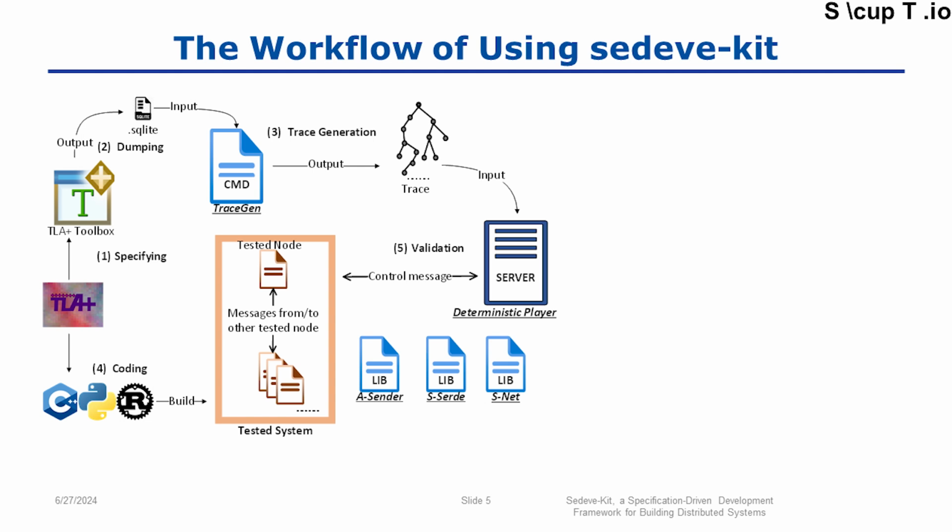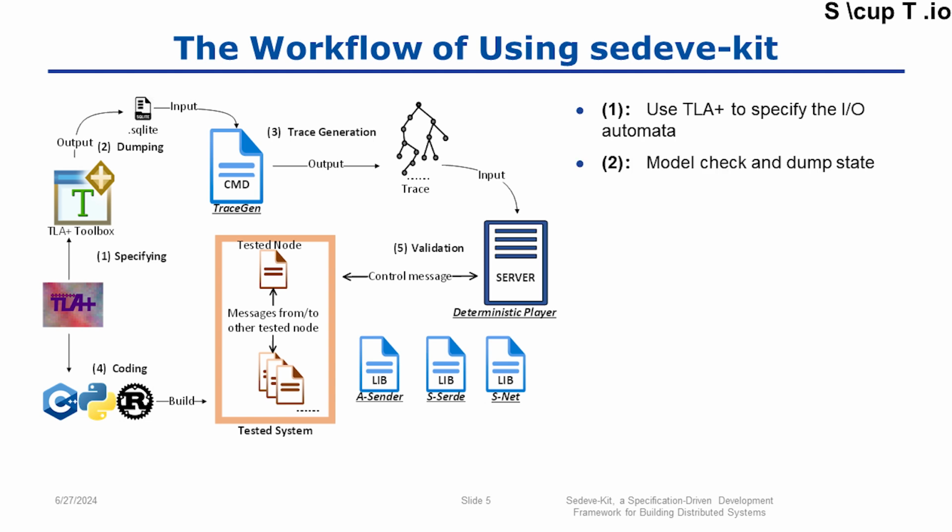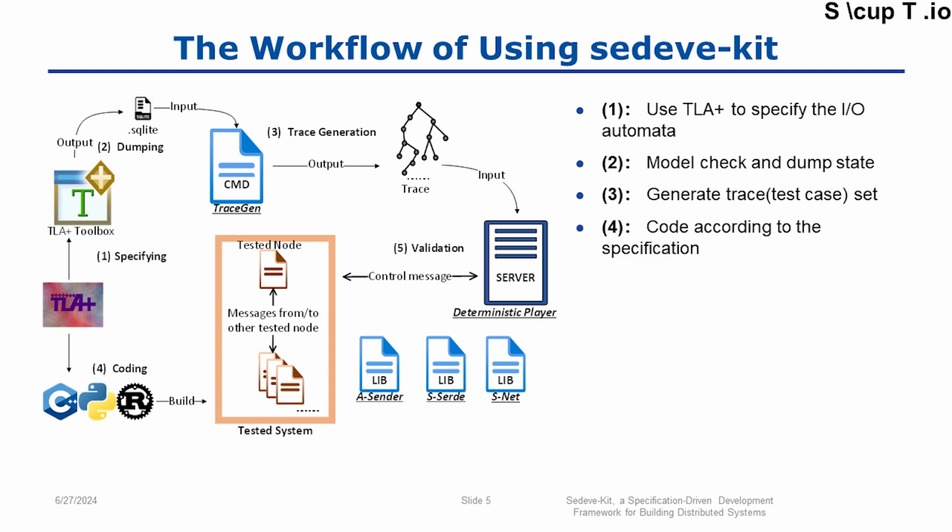The workflow begins with the design of a system at an abstract level. We run a model checker on this specification, guaranteeing correctness and dumping the model states. Then, we use the TraceGen tool to generate a trace set. We write the code following the specification's guidance. Finally, by running deterministic testing, we validate the system using the player and the trace. We repeat this procedure and validate the system continuously.